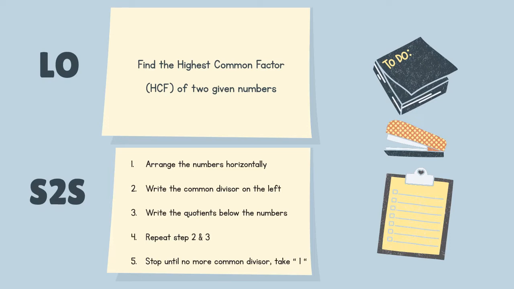Going back to step 2, write the common divisor on the left. Step 3, write the quotients below the numbers. Step 4, repeat step 2 and 3 if and only if there is still a common divisor between the two numbers. And the last step for today, we are going to stop until no more common divisor, and this time we do not take the L shape, but instead we are taking the straight shape on the divisor because we are finding the highest common factor.